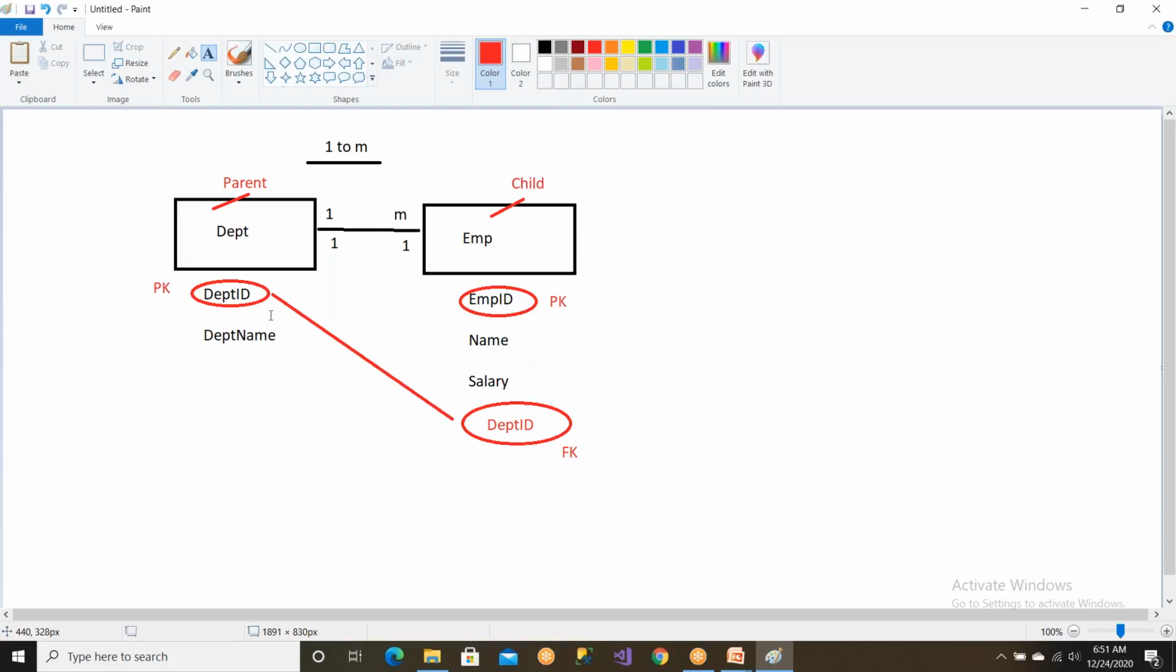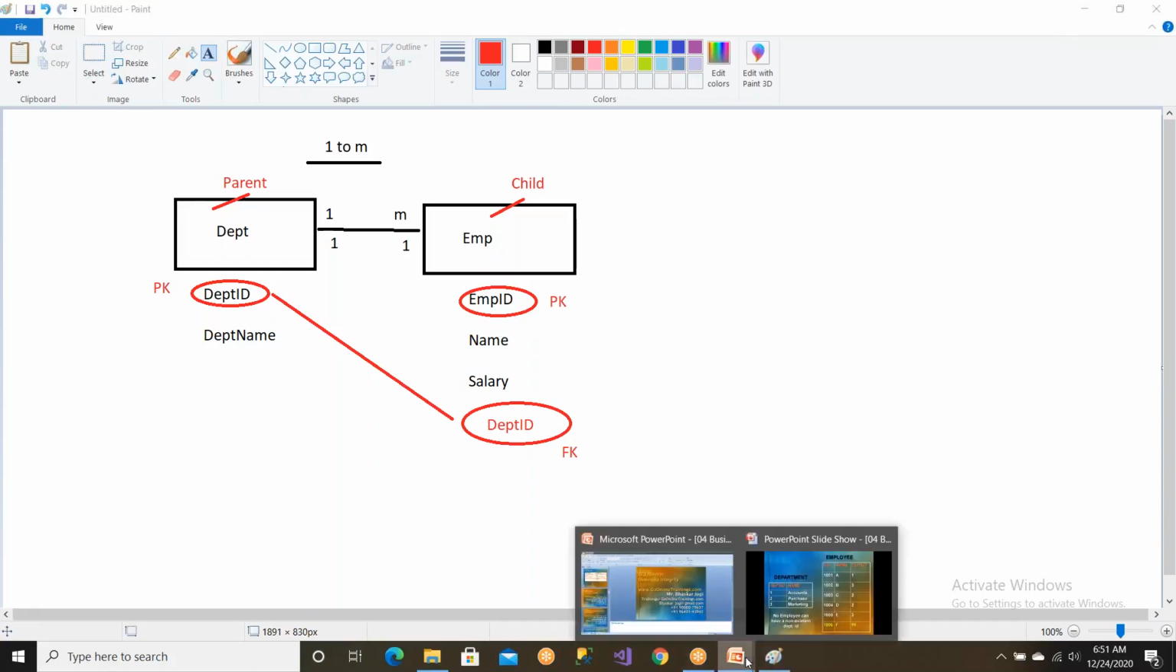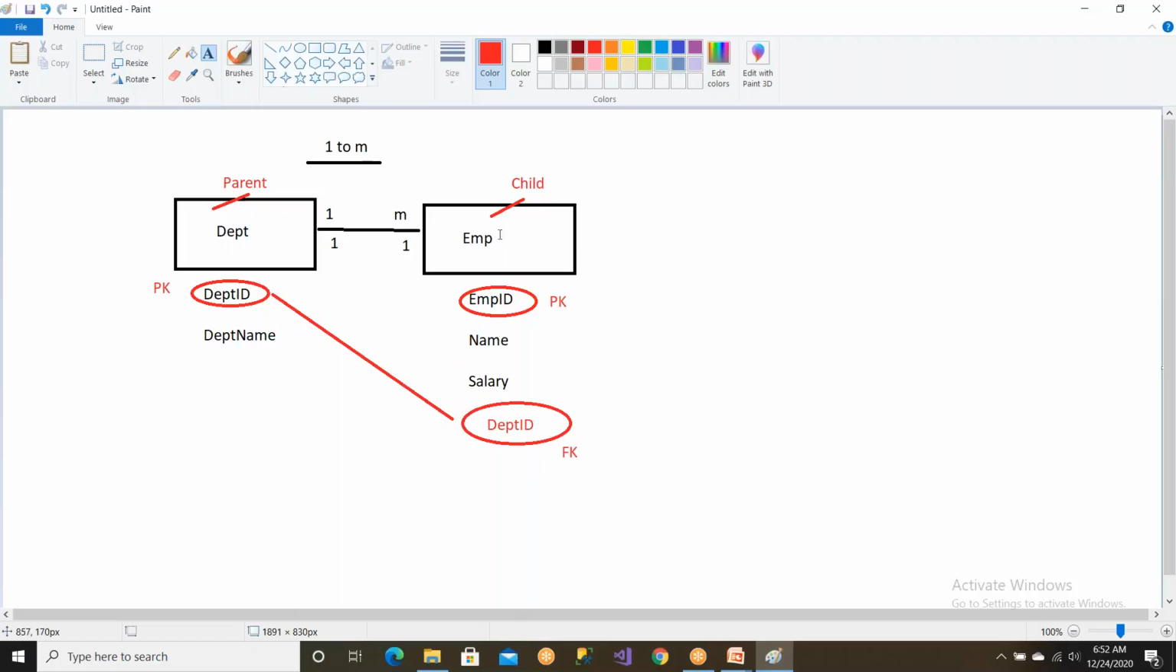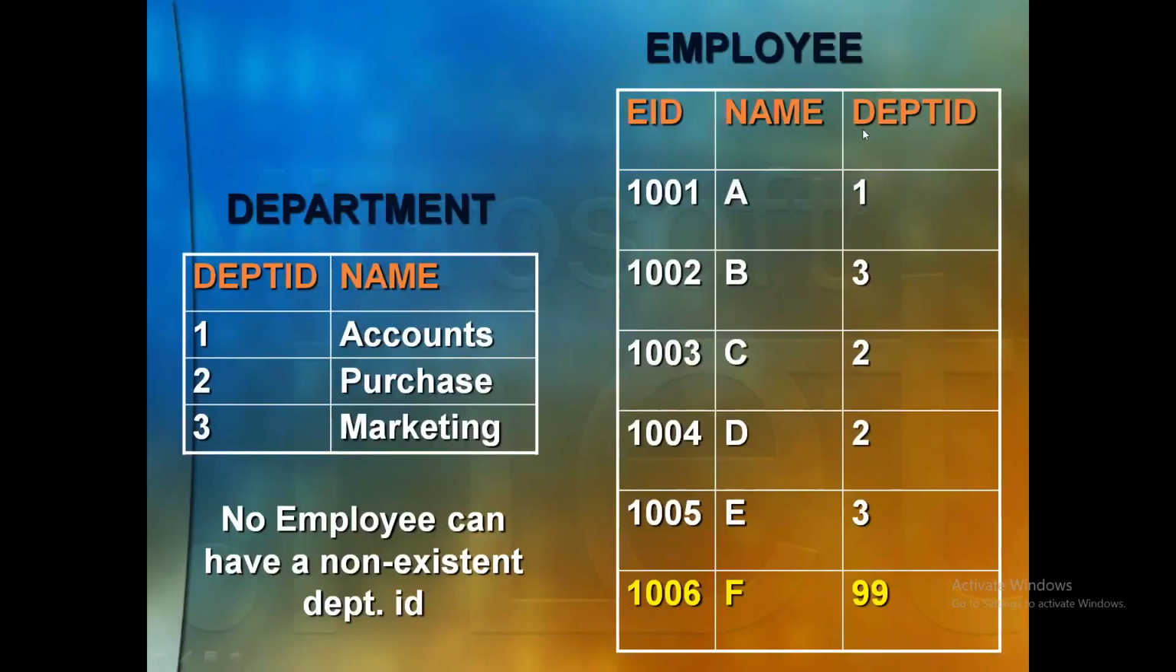This is the table structure I'm talking about. A department table: 1, 2, 3, accounts department, purchase, marketing department. This is the department name, and then employee ID, name and department ID. I am entering the data. This is a one to many relationship, and the foreign key is perfectly created. This is the parent table and the child table.